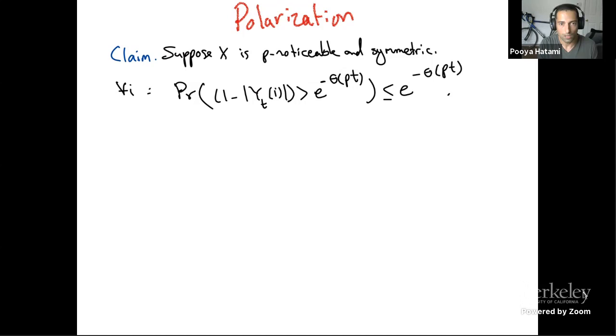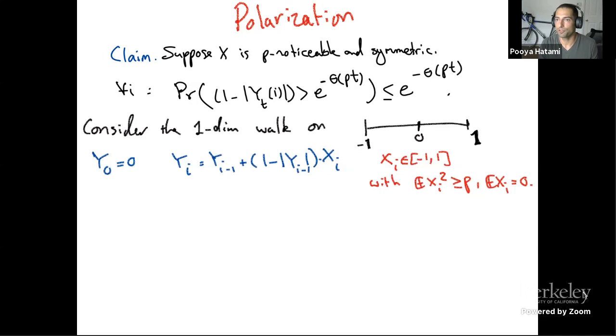First of all, this claim makes everything one-dimensional. Even though we had an n-dimensional random walk, now we are just narrowing our view to one dimension. So we have just a random walk on a line starting at zero, with all these single-dimensional real variables. We know that xi is a random variable that takes values in the interval minus one to one, and it has expectation at least p. And we know that it's symmetric, so, for example, its expectation is zero. But we will actually use the full power of that symmetry, not just that the expectation is zero.